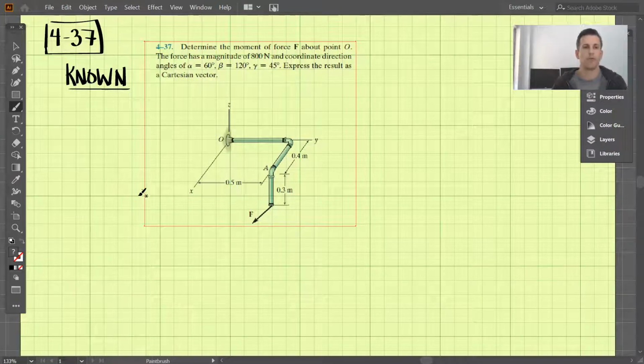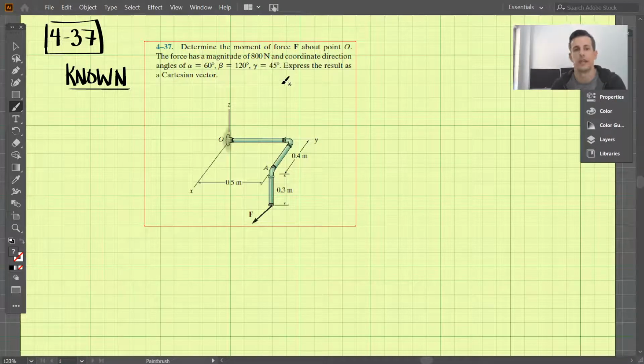Okay, so we're going to do 437, and we have this diagram here, and what we're looking for is the moments about O, the moment about O that F causes here. All right, so O is here, we have F here, and it's kind of pointed in a weird direction. We know that the magnitude of F is 800 newtons, and we know the coordinate direction angles of F as alpha 60 degrees, beta 120 degrees, and gamma 45.